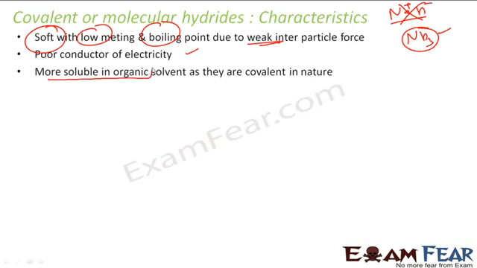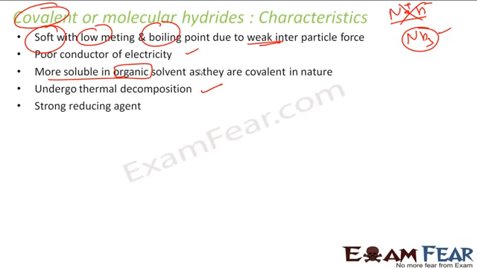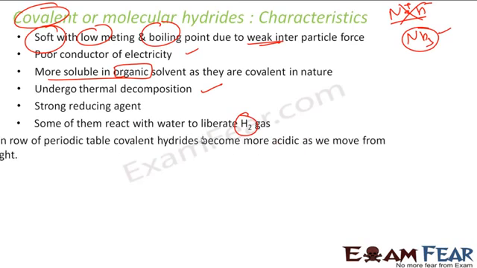If you talk about solubility, they are more soluble in organic solvents. Why? Because they are covalent. In ionic compounds, they are more soluble in water. But in covalent compounds, they are more soluble in organic solvents. They undergo thermal decomposition. If you heat them, they break. They are strong reducing agents. Also, some of them liberate hydrogen when they react with water. So when you react them with water, they give hydrogen gas.